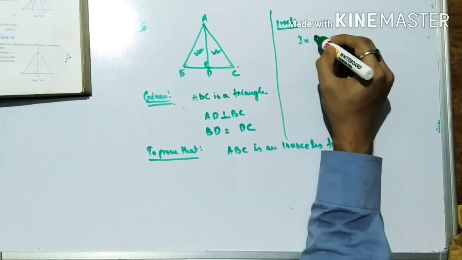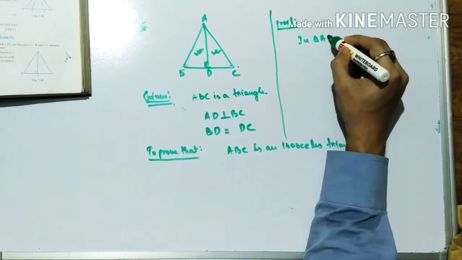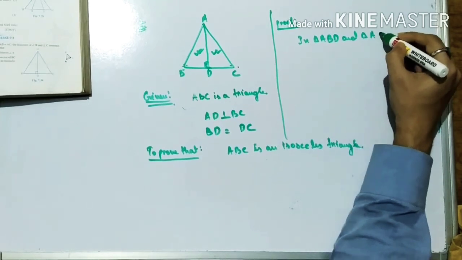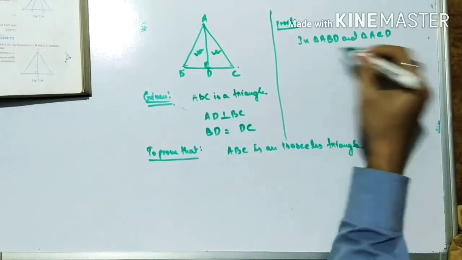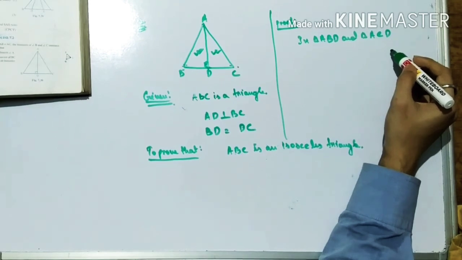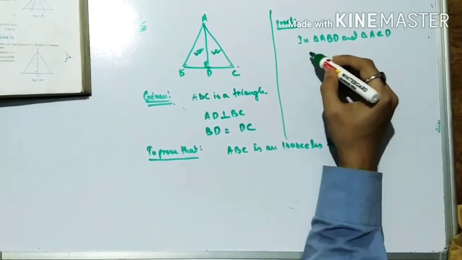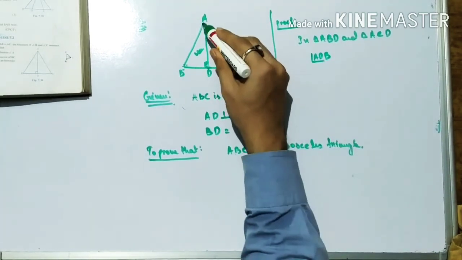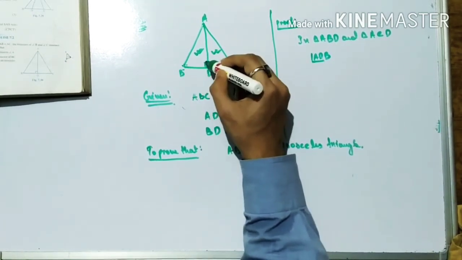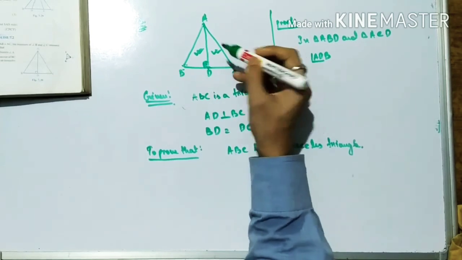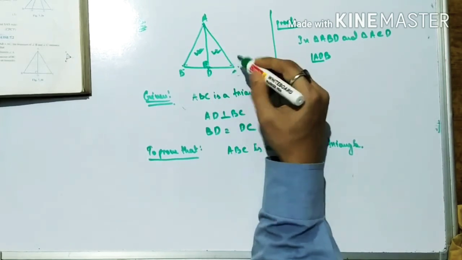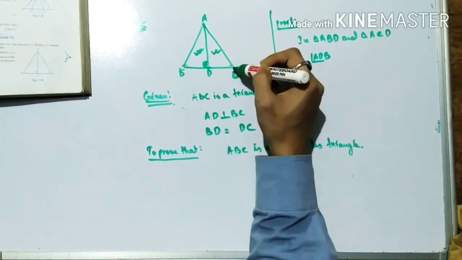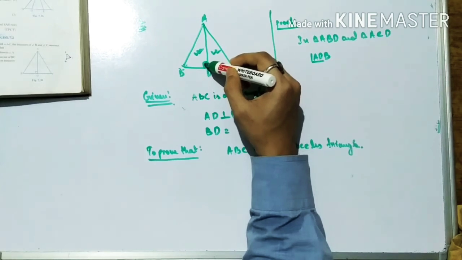So what I will take, in triangle ABD and triangle ACD. Okay, this triangle and this triangle. So in these two triangles, what can I write? First of all, I can write that angle ADB, this angle, will be 90 degrees. Yes or no? Because AD is perpendicular to BC. AD is the perpendicular bisector of BC. Yes. So therefore this angle will be 90 degrees.